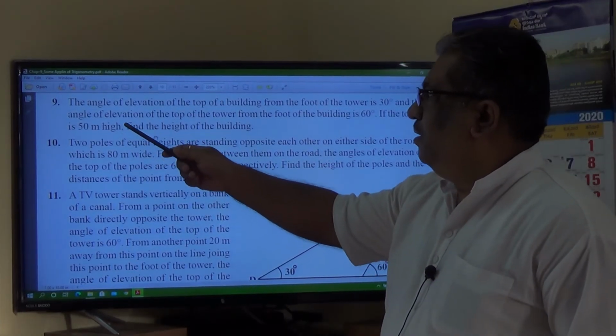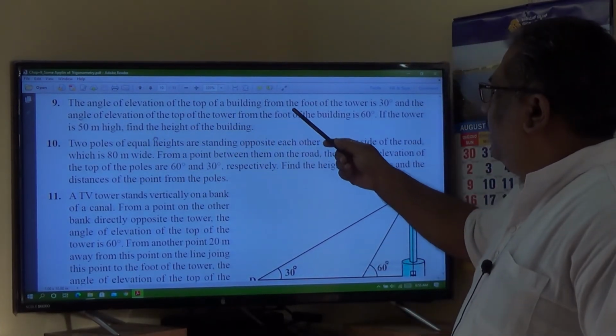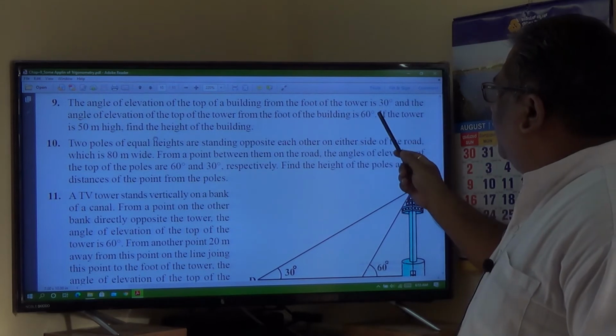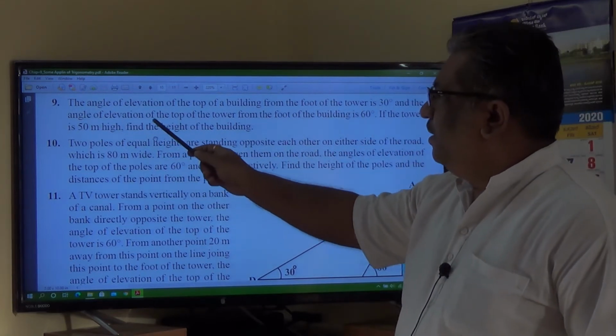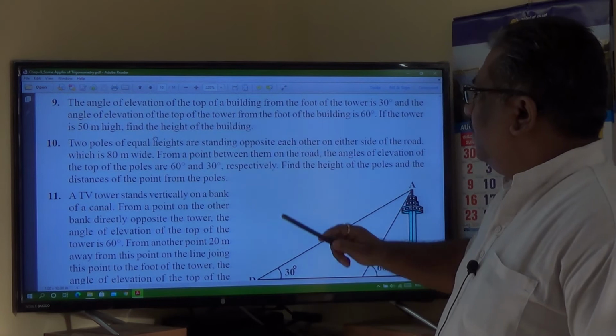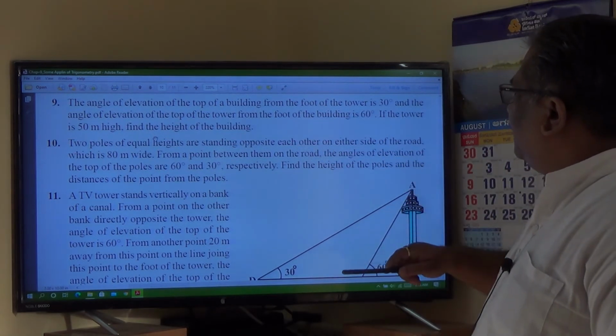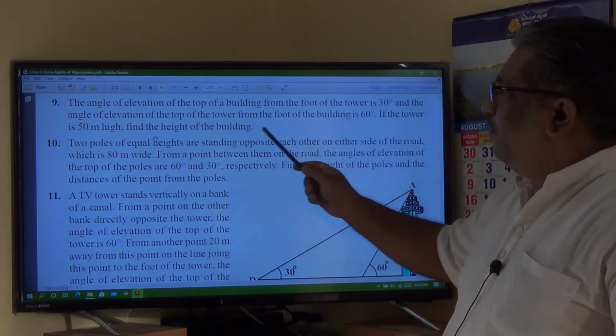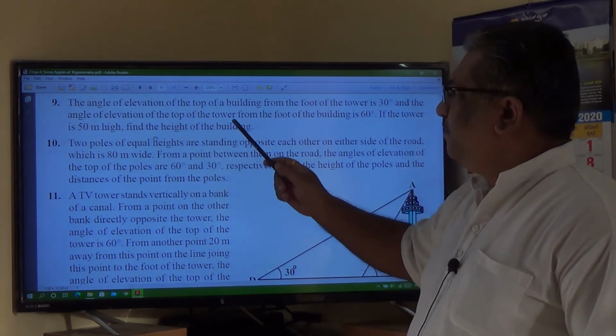Question number 9. The angle of elevation of the top of the building from the foot of the tower is 30 degrees, and the angle of elevation of the top of the tower from the foot of the building is 60 degrees. If the tower height is 50 meters, find the height of the building.